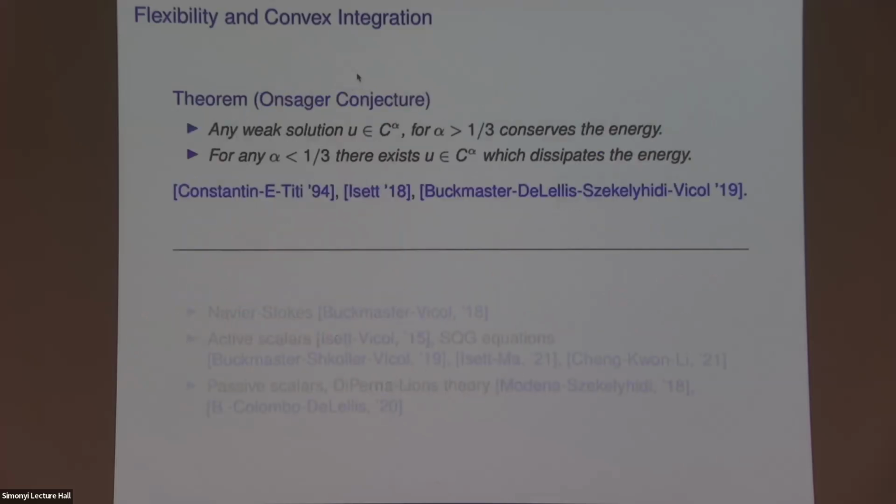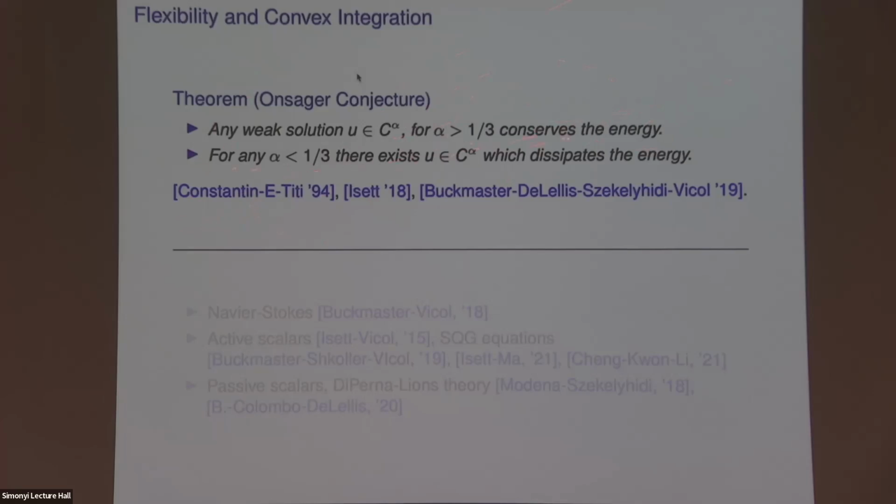And maybe the most famous application of this kind of construction is the solution of the Onsager conjecture, which nowadays is a theorem. And it says that if solutions to the three-dimensional Euler equation are Holder regular with exponent bigger than a certain threshold, 1/3, then they have to conserve the energy. And this has been proven by Constantin, E, and Titi back in 1994.